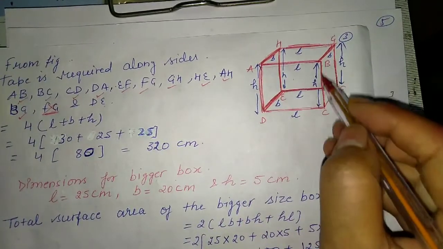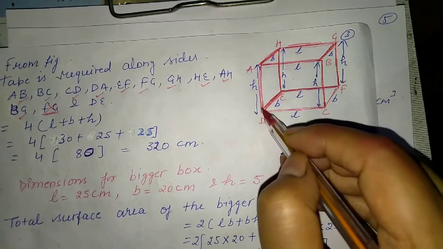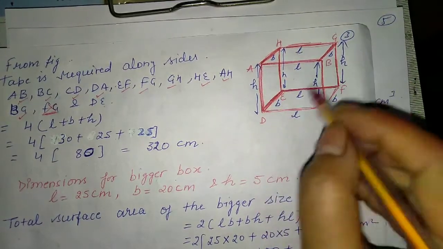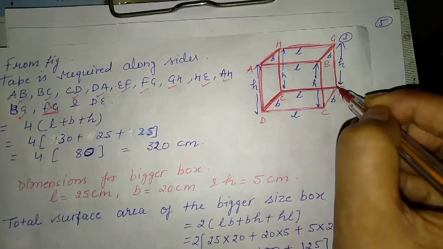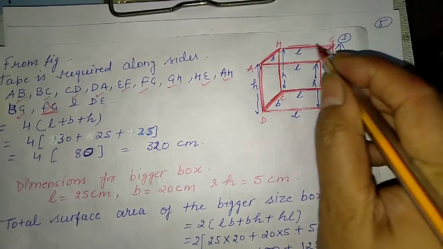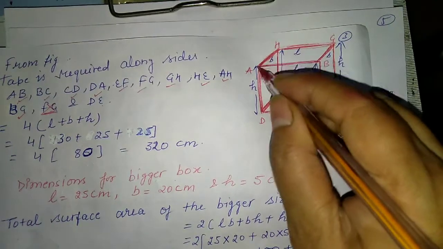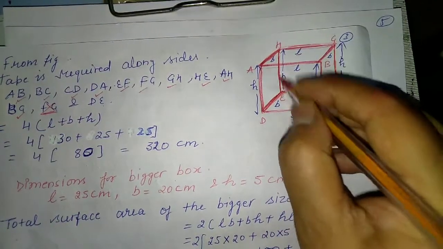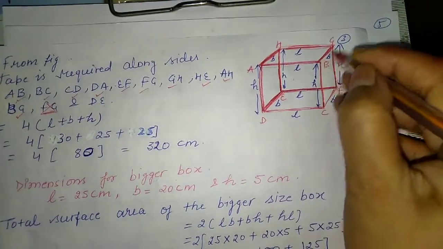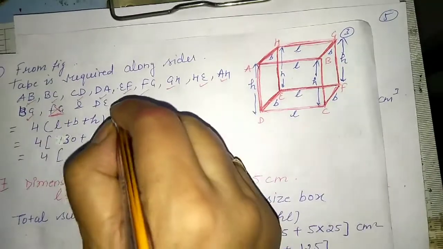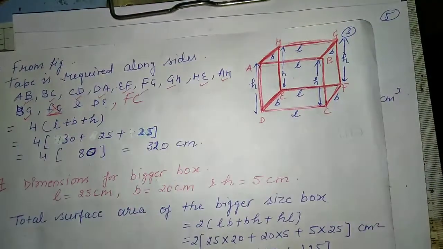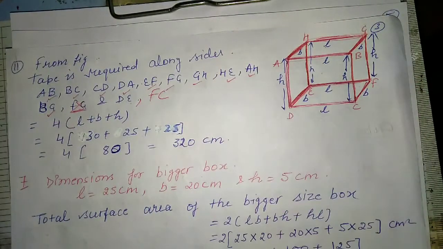AB, BC, CD and DA. Then we have EF. This is EF, FG, GH, HA. Then we have HE, BG. This is FC. FC is left. So FC. So all the sides we will have here.